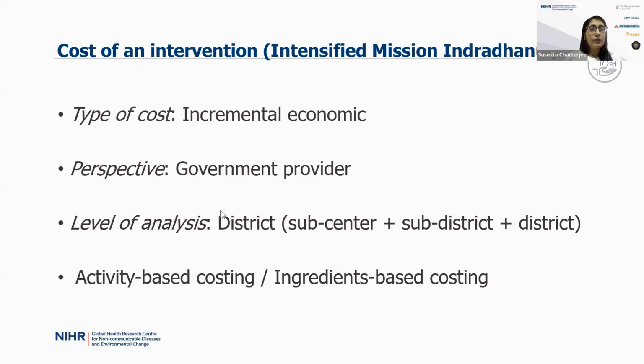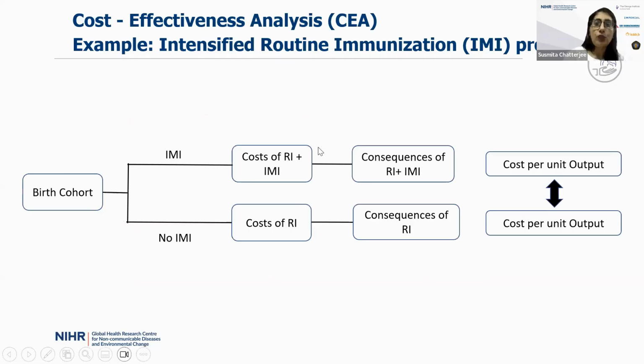So basically, that's why it's called activity-based costing, because we have to identify the activities of an intervention, then find out the cost items, and then do the costing. So that's the cost of the intervention. Then let's go to today's topic, which is the outcome.